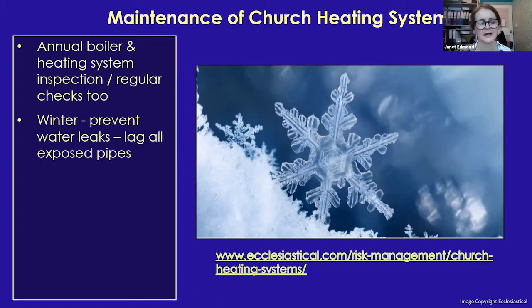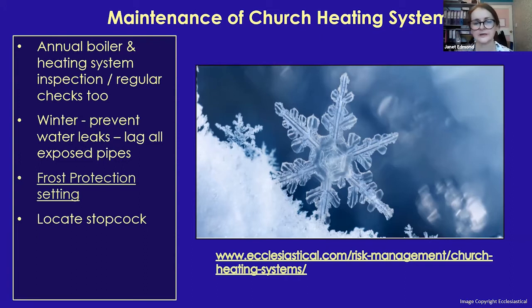Another thing that you can do, which is more of an active way of managing a heating system and protecting against frost, is having a frost protection setting. That's a way where you keep the heating going, but set your heating to a very low temperature. So you're still having water going through, but it's at a low temperature, and it will stop it from freezing. And there is a document that's just come out from the Church of England, a frost protection setting document. You can click on that link and it will take you through to the document, and you can read that in more detail. Locating the stopcock in your building as well is a good thing to do.